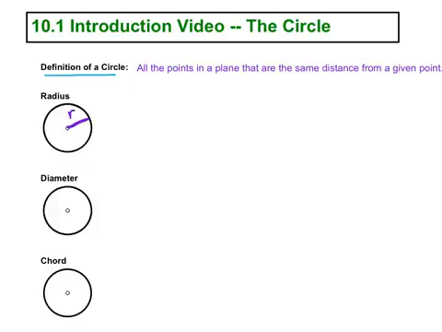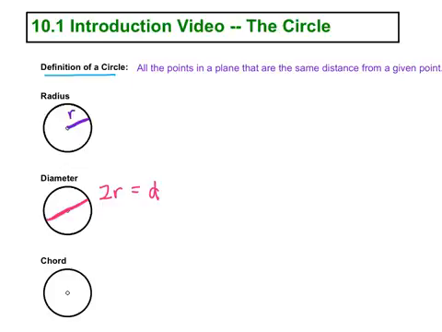So that's the radius. The diameter goes from one edge to the other edge, and it passes through the center of the circle. So if I draw this in, this is a diameter. It does have to cross through the center of the circle. One thing to know is that if I take the radius and multiply it by 2, so 2 times the radius, it will equal the diameter of any circle.